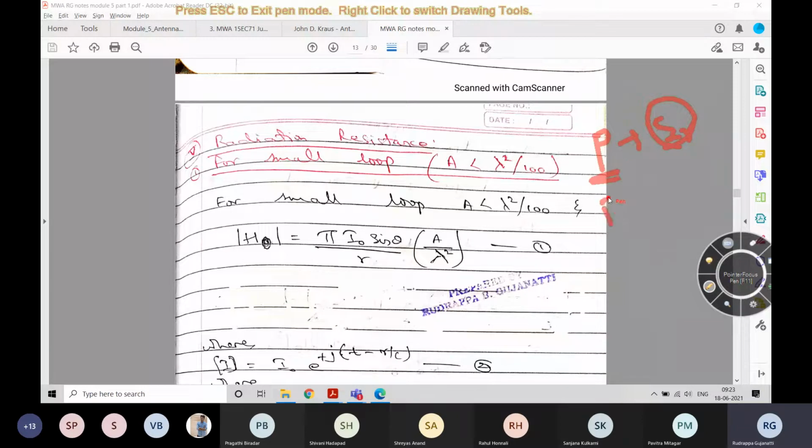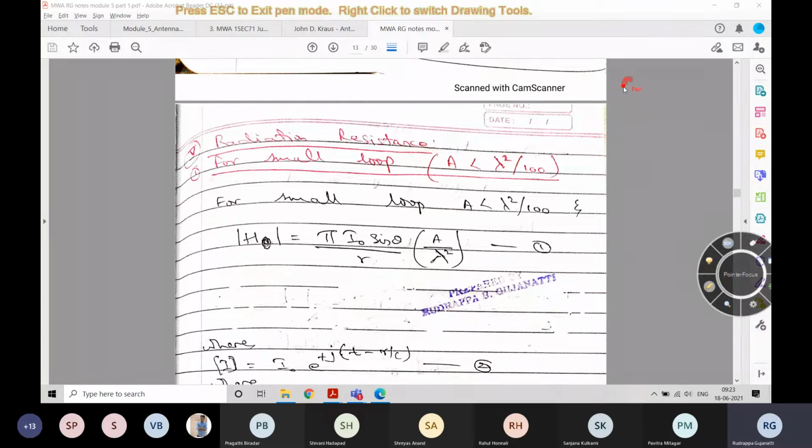Then we obtain the total power radiated in terms of I RMS square into RR, that is, the radiation resistance. Then we equate both and obtain the value for RR. This method remains the same for whichever antenna you try to obtain the radiation resistance for; this step remains the same.